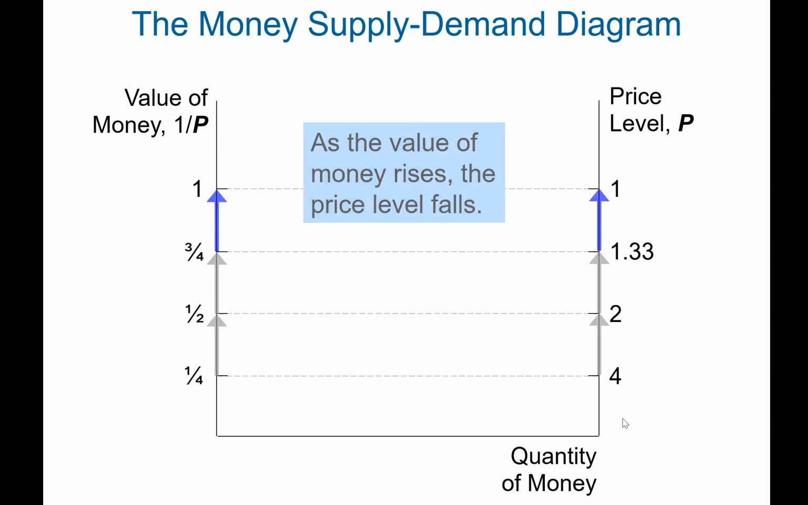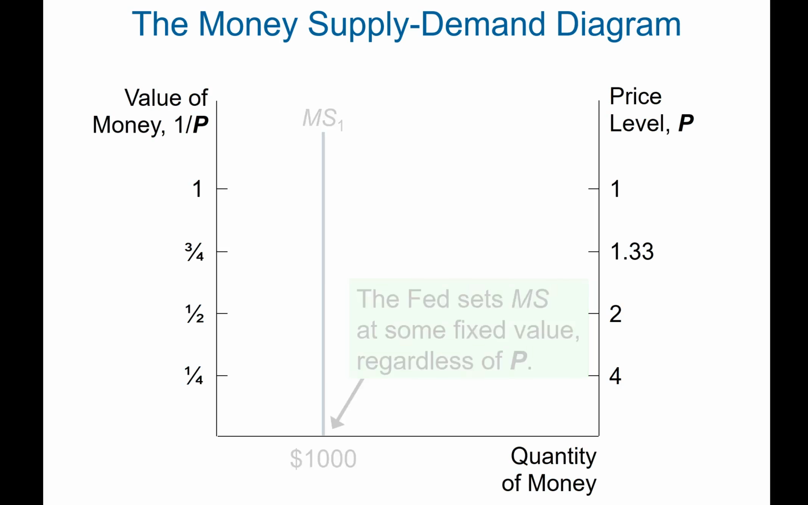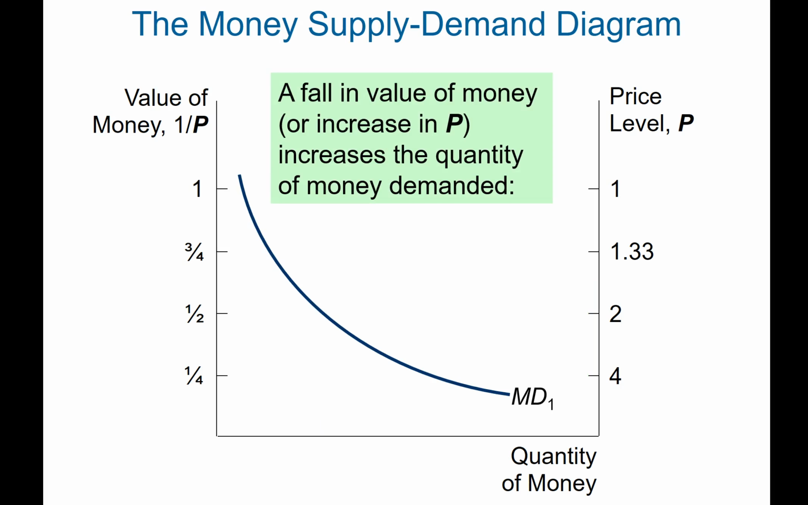We can also see that the Fed, if they set a money supply at a fixed value, regardless of the price level, so this is independent, right? When we see this vertical line here, we can say it's independent of either of these two values on the sides. So they set the fixed value, and they really aren't considering the price level when they make this decision. So what we're going to see is a fall in the value of money. It's going to look like this. An increase in the price level or a decrease in the value of money, right?